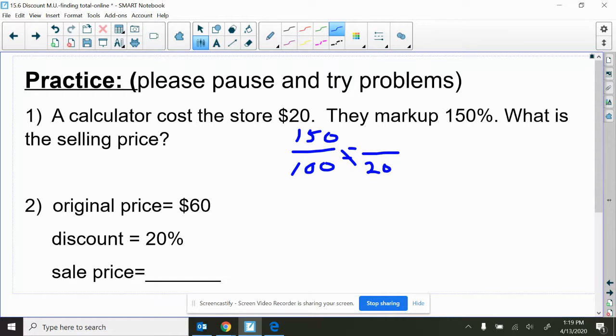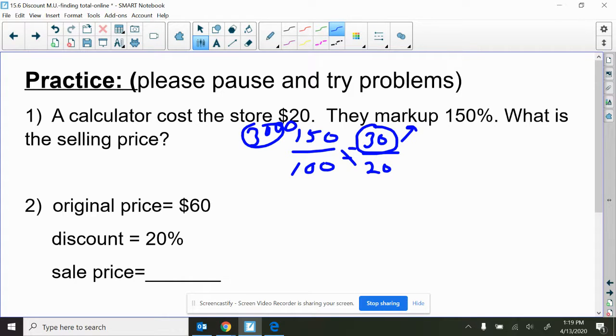20 times 150 is 3,000. 3,000 divided by 100 is 30. So what does the 30 represent in this problem? 30 is the markup, not the new price. That's just the markup.